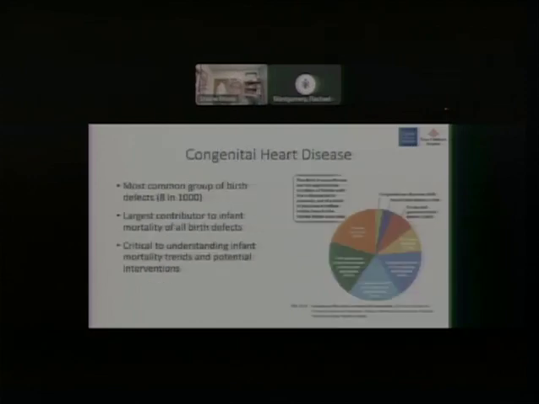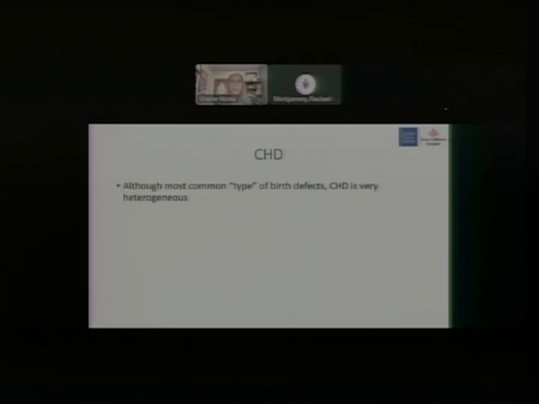So first, to discuss a little bit about congenital heart disease as a birth defect, this is the most common group of birth defects seen in 8 in 1,000 live births, and it's the largest contributor to infant mortality of all birth defects. So it really is critical to understand infant mortality trends and potential interventions because this is so affected by congenital heart disease. If you look at this data from the CDC looking at how each of the birth defects or major aneuploidy contributes, you can see that the light blue pie is congenital heart defects and makes up the largest proportion.